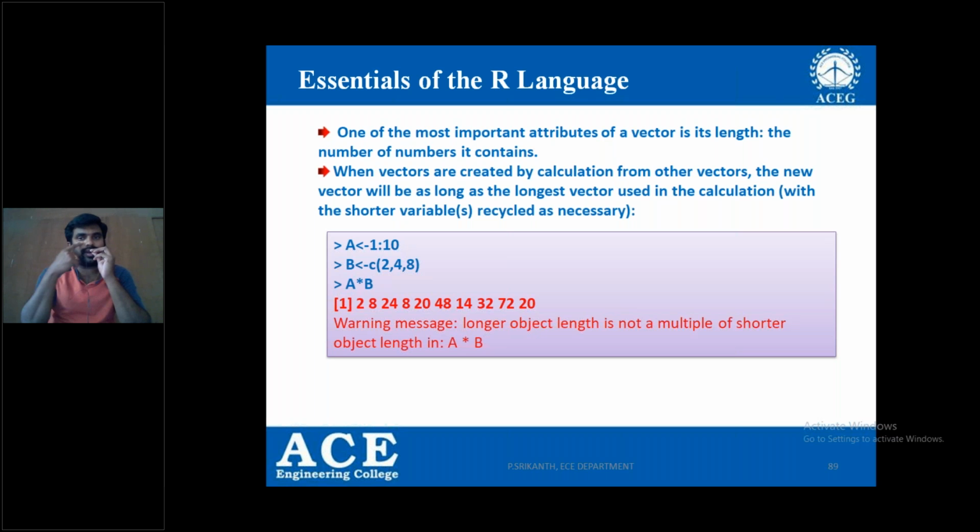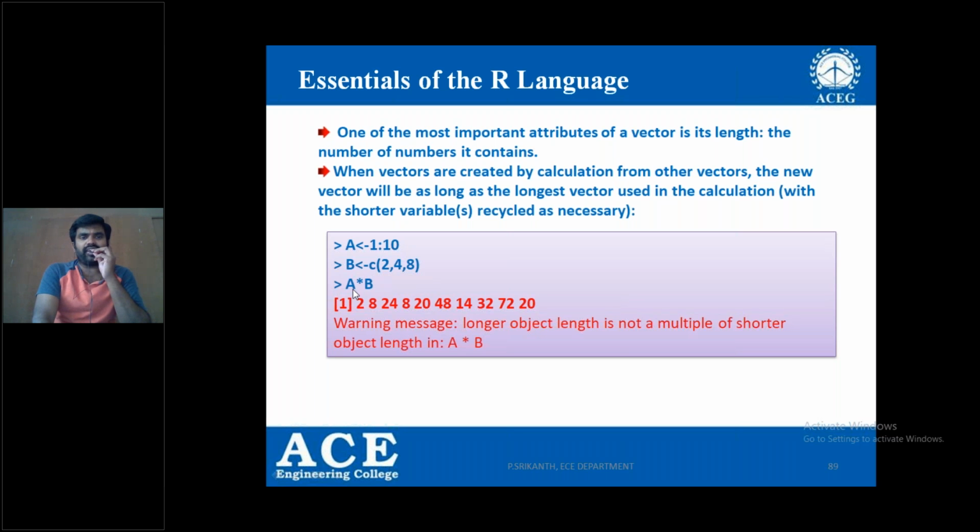When vectors are created for calculation from other vectors, the new vector will be as long as the longest vector used in the calculation. The meaning of it: for example, here I'm defining a vector A of length 10, 1 to 10. Another vector B is defined with length 3, that is concatenation of 2, 4, 8. If I say A into B, usually in MATLAB it throws an error, but in R it returns the value. Which value here? That is, by default it is going to be assigned with zeros, as many as the longest length vector, that is A. All the values will be assigned, right?